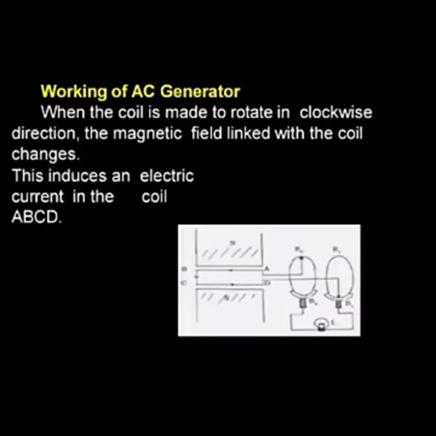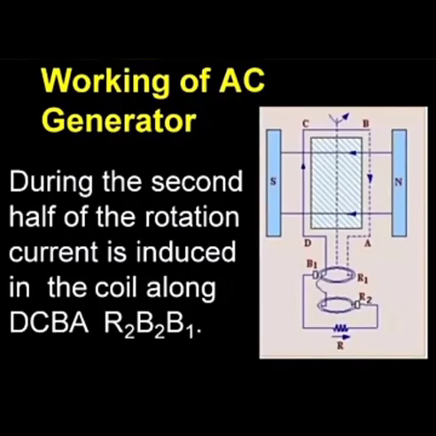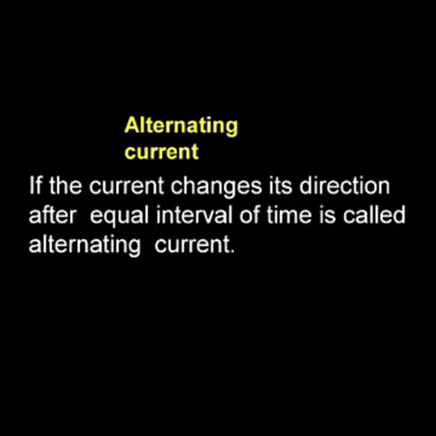Working of AC generator. When the coil is made to rotate in clockwise direction, the magnetic field linked with the coil changes. This induces an electric current in the coil. During the first half of the rotation, the current flows along ABCD R1, B1, B2.